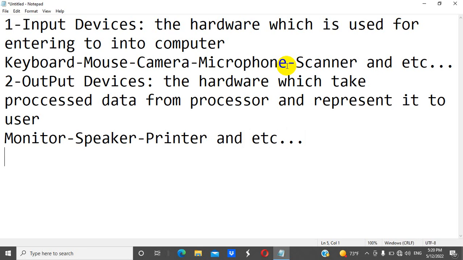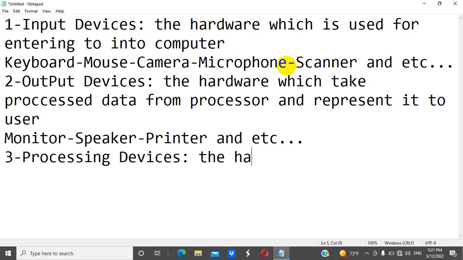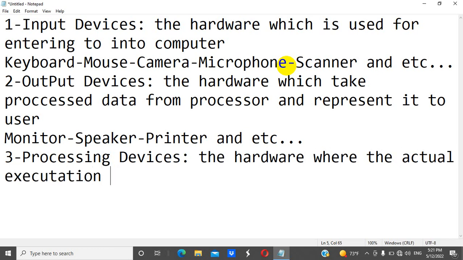And the third type of devices is processing devices. Processing devices are the hardware where the actual execution or processing of data takes place.